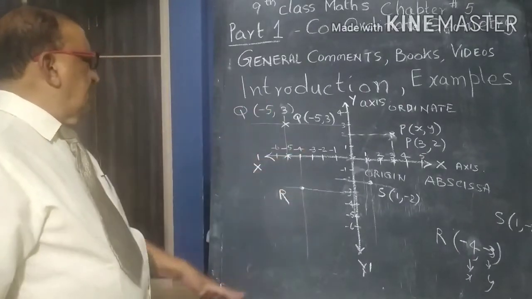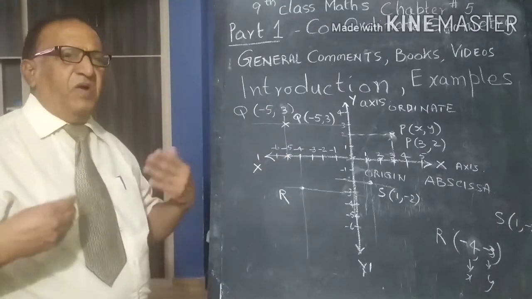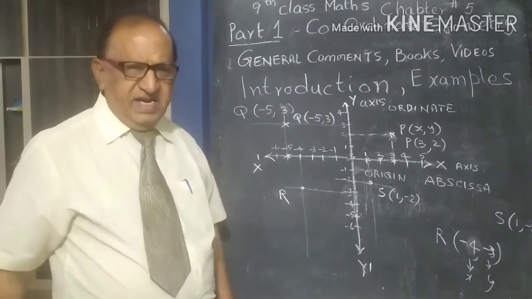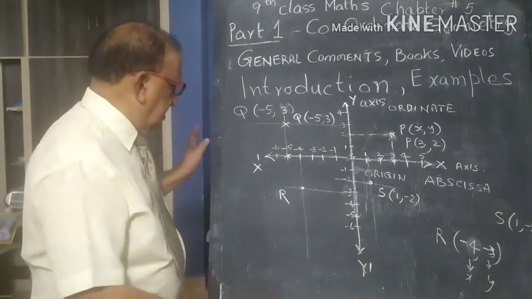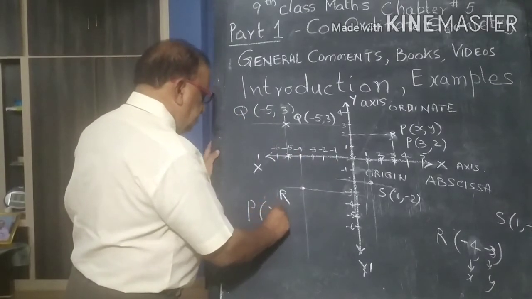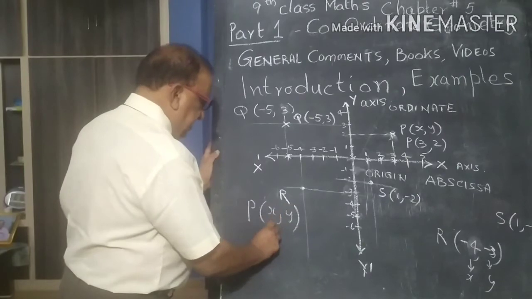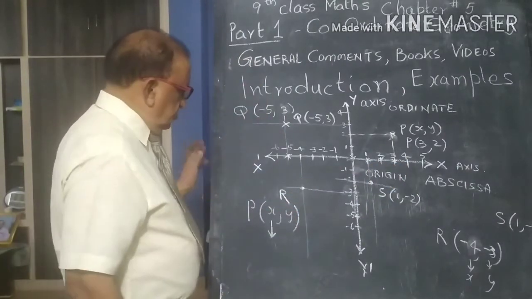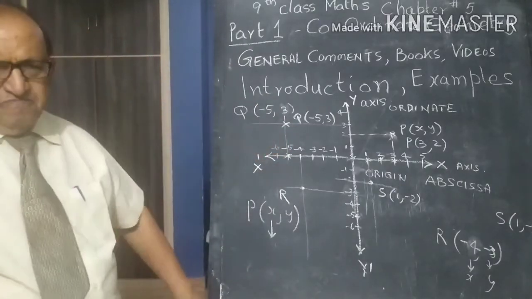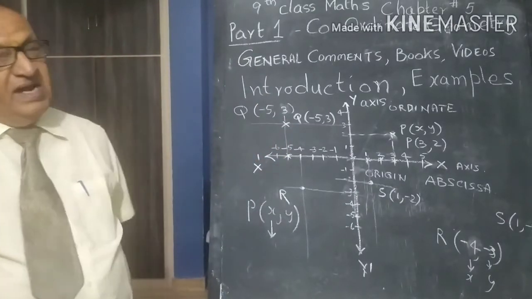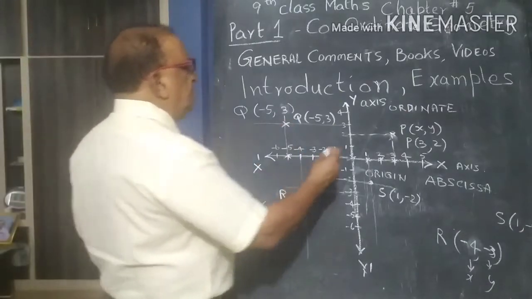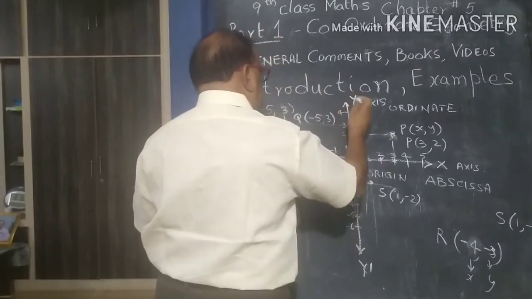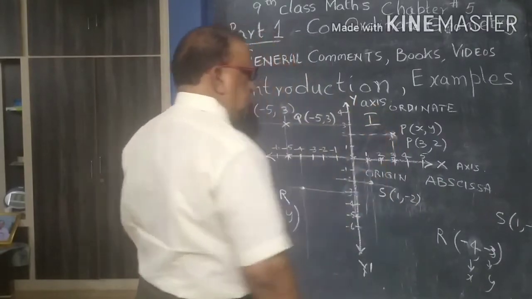That's how any point in the coordinate system is represented by two coordinates. In general, we call it P(x, y), where x is the abscissa and y is the ordinate. So depending on the values, you can say in which quadrant it is. Here you can see both of them are positive, because x is positive and y is positive. So this is this quadrant.